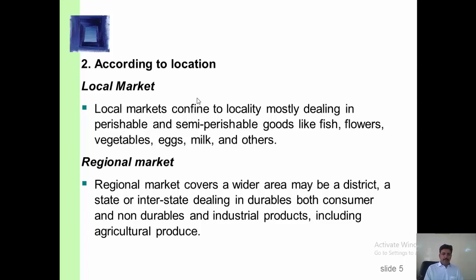Regional markets cover a wider area, maybe a district, a state, a province, or interstate, dealing in durables, both consumer and non-durables, and industrial products, including agriculture produce.